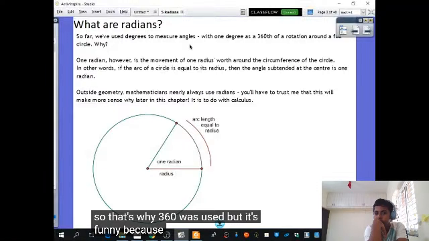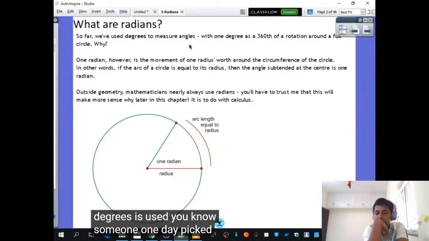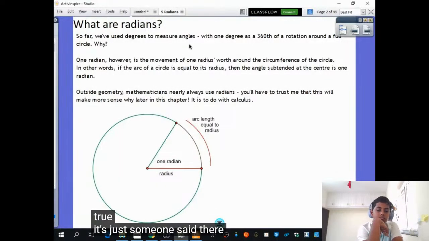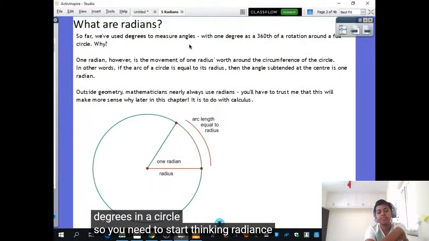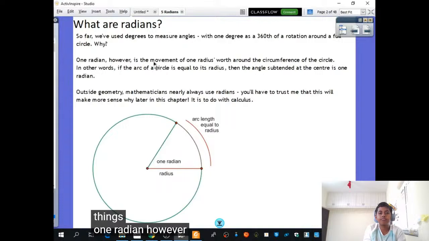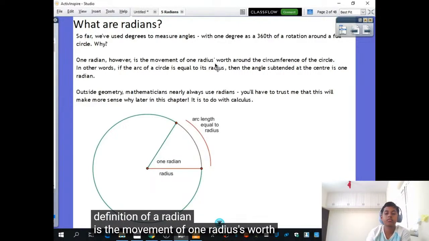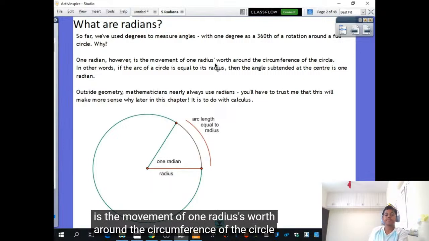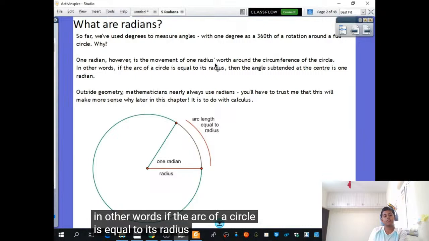But it's funny because you have always thought, oh, well, 360 degrees is used, you know, someone one day picked that. It's not true. It's just someone said there are 360 degrees in a circle. So you need to start thinking radians is just a different way of measuring things. 1 radian, however, and this is the definition of a radian, is the movement of 1 radius's worth around the circumference of the circle. In other words, if the arc of a circle is equal to its radius, then the angle subtended at the center is 1 radian. So I'm just going to pause there because that's.